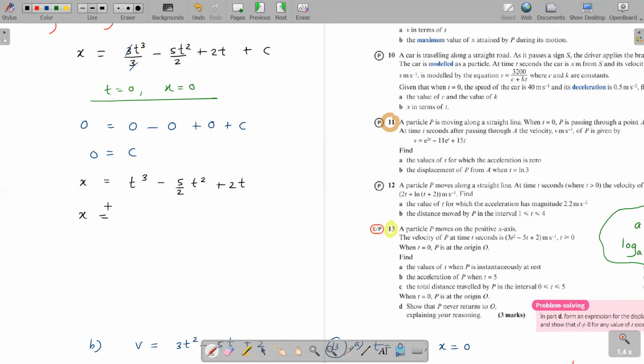Actually, in this equation, we can factorize the t out, right? Taking t out, what do I get? t square minus 5 over 2t plus 2. Let me make x equal to 0 now, and then factorize. So I get t is 0 or t square minus 5 over 2t plus 2 equals 0. T equals 0 was anyway given: at time 0, the particle is at the origin. So other than time 0, you have to show that there are no other t values, which means this quadratic equation will not give you any roots.